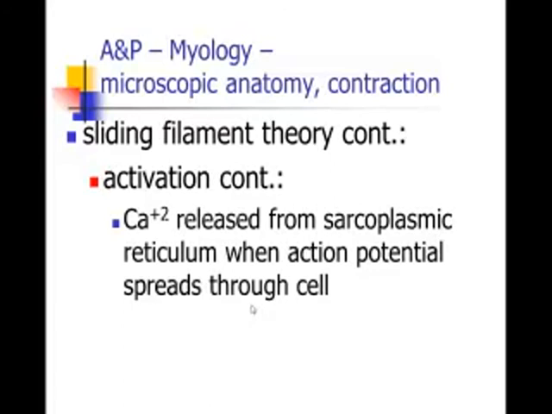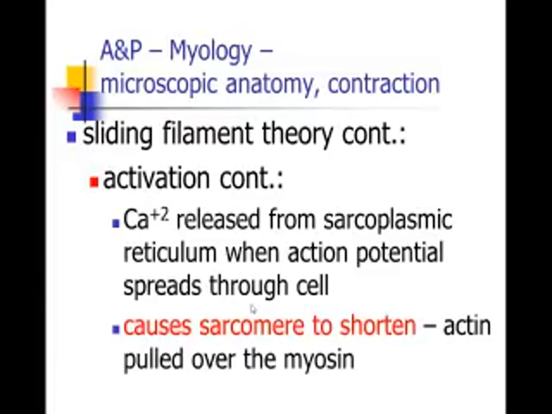Calcium is going to be released by the sarcoplasmic reticulum as soon as that action potential spreads through. We talked about the calcium interacting with the troponin and allowing the tropomyosin to move so that the binding sites are exposed and the cross bridges can start pulling on the actin filaments. Okay, so that's going to cause the sarcomere to get shorter. And remember the analogy I used of pulling a boat in that has a line attached to it.